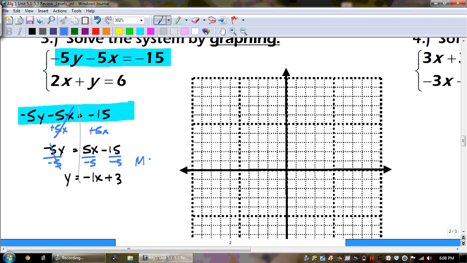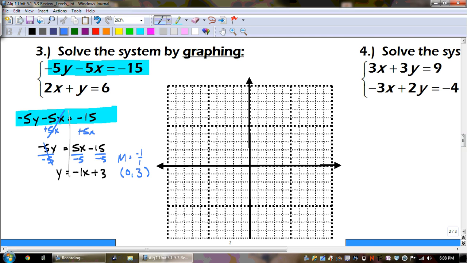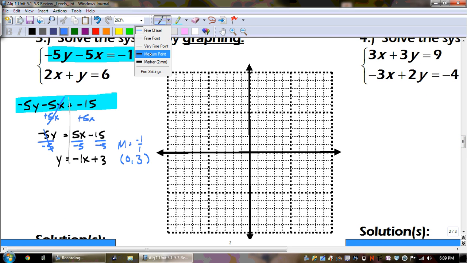So with that, I know that my slope is negative 1 over 1, and then we start at 0, 3. So 0, 3 is where I start. Negative 1 over 1. It's a negative graph, so I know that my line's going to be falling. And now draw the line. Use your straight edge, your ruler, ID, and make sure to add your arrows.